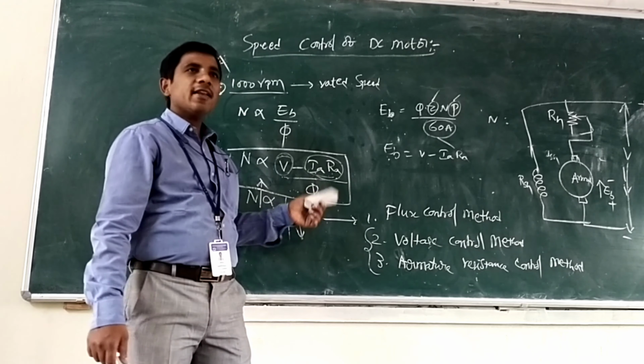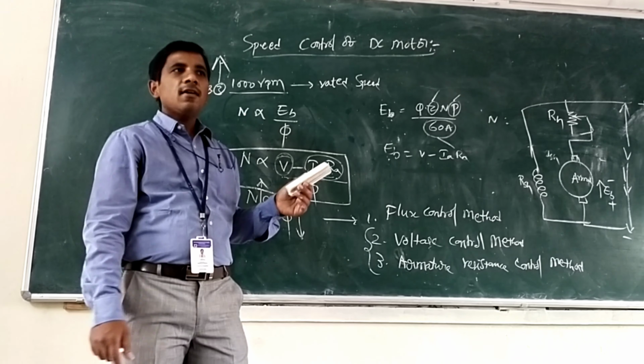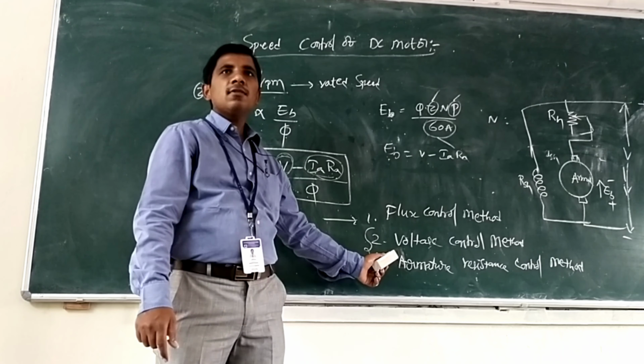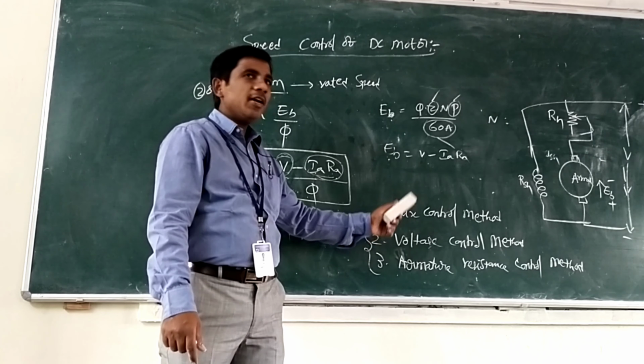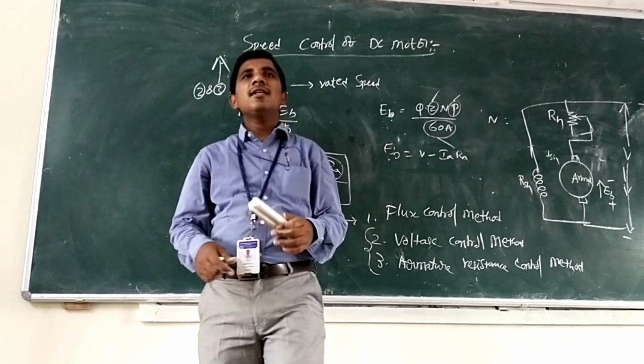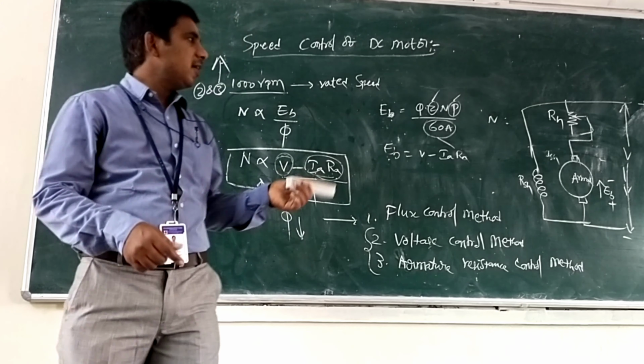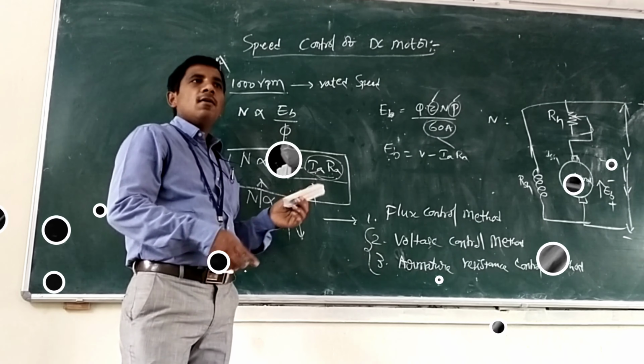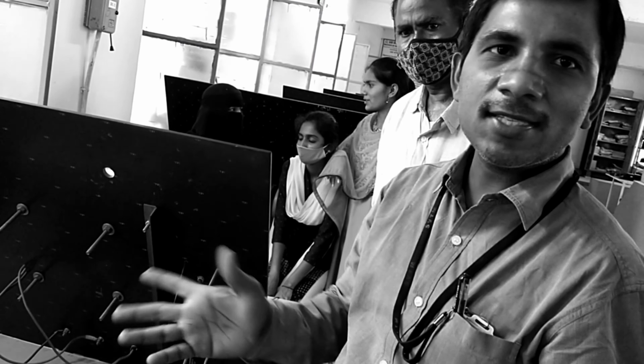But some industries require slow speed. At that moment, they will follow these two methods. By providing rheostats in the armature and in the field, we are controlling the speed. These are the three methods of speed control of a DC shunt motor. Above the rated speed, we obtain it in the flux control method.